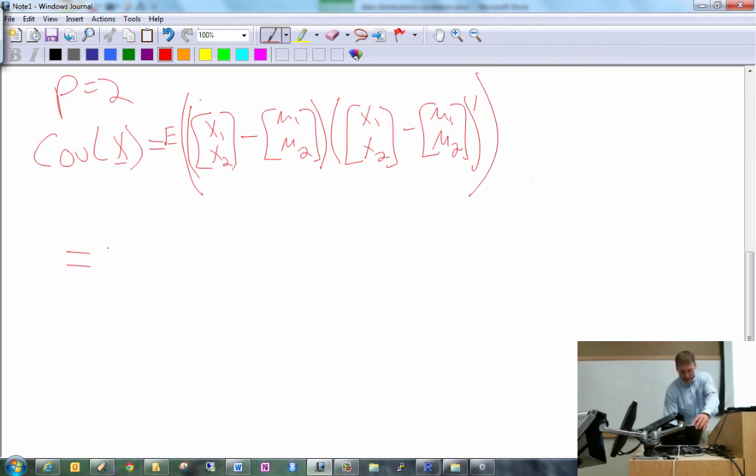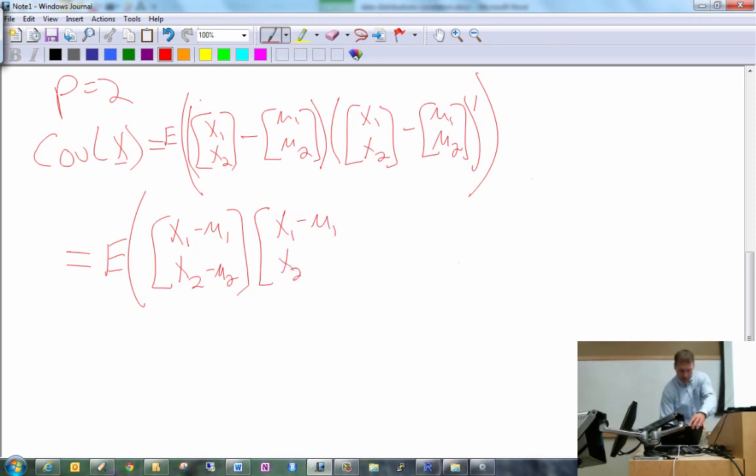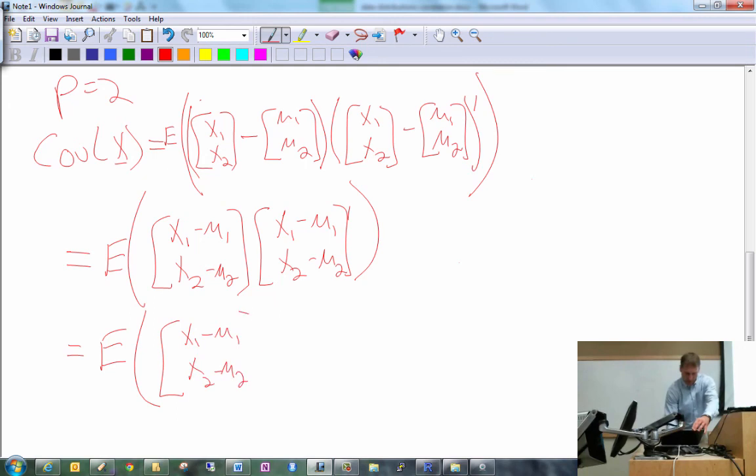So this is equal to the expected value of x1 minus mu1, x2 minus mu2. Now that's one vector. Also, x1 minus mu1, x2 minus mu2, transpose, parentheses. Let's take the transpose now. So, expected value of x1 minus mu1, x2 minus mu2, times x1 minus mu1, x2 minus mu2. So I have a 2 by 1 vector that becomes a 1 by 2 vector because I'm taking the transpose.